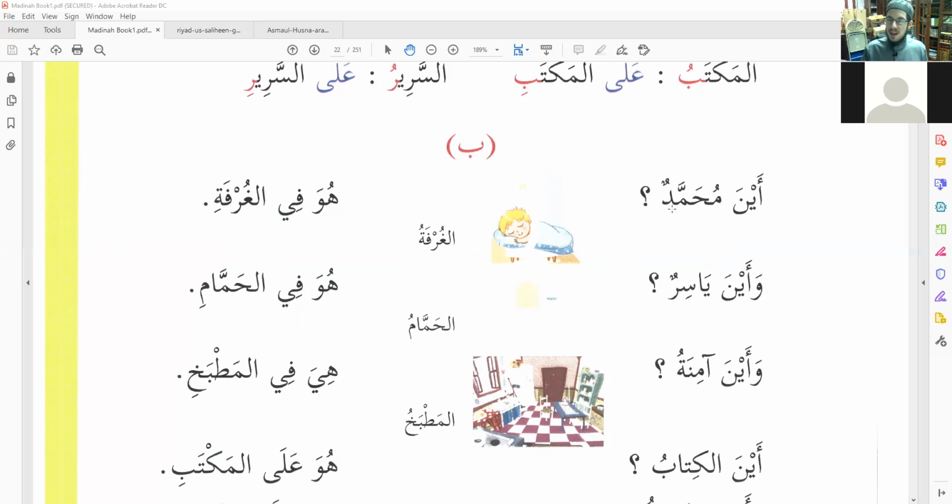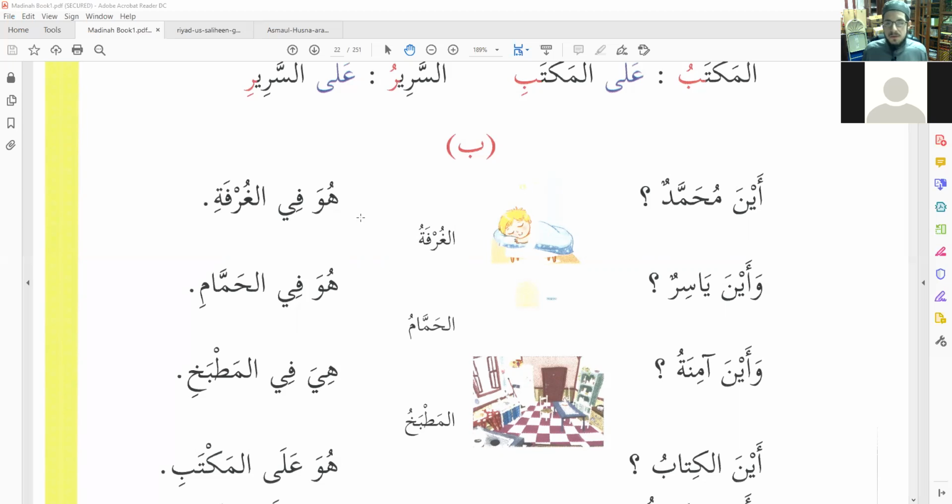So now if we're talking about location, the relationship of things, or the relationship between things by location, we need a corresponding question word to ask that, to inquire about what is the relationship spatially. What is going on between the location? What is the relationship of these things in space? And the word for that is aina. Where? Aina Muhammadun. Where is Muhammad?